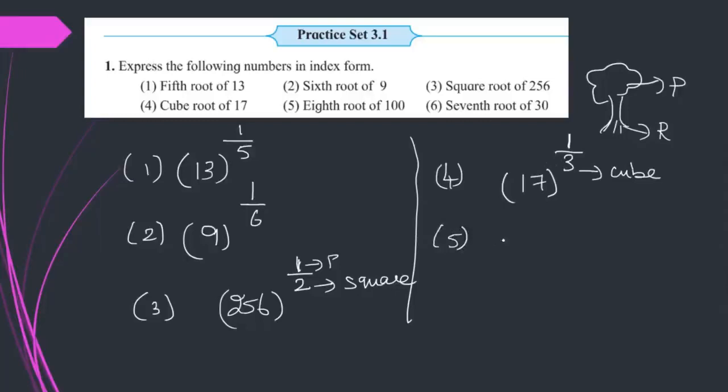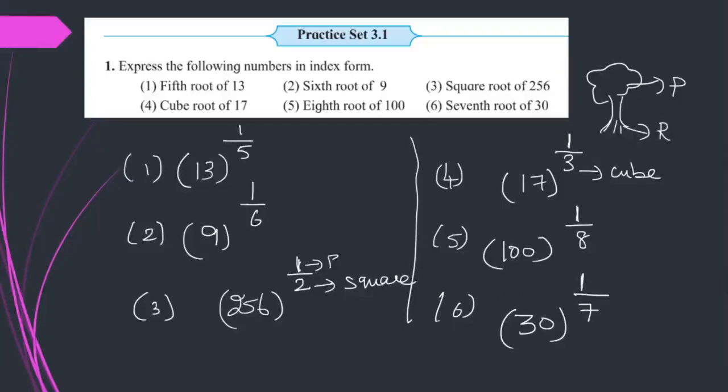What is the fifth one's answer? 100 is the base. Which one is the root? 8. So 8 is the root and power is not given, so I will take it as 1. Now the last sum, 7th root of 30. 30 is the base, 7th root, so 7 is the denominator. Power is not given, so I'm taking it as 1. I hope you understand this concept.